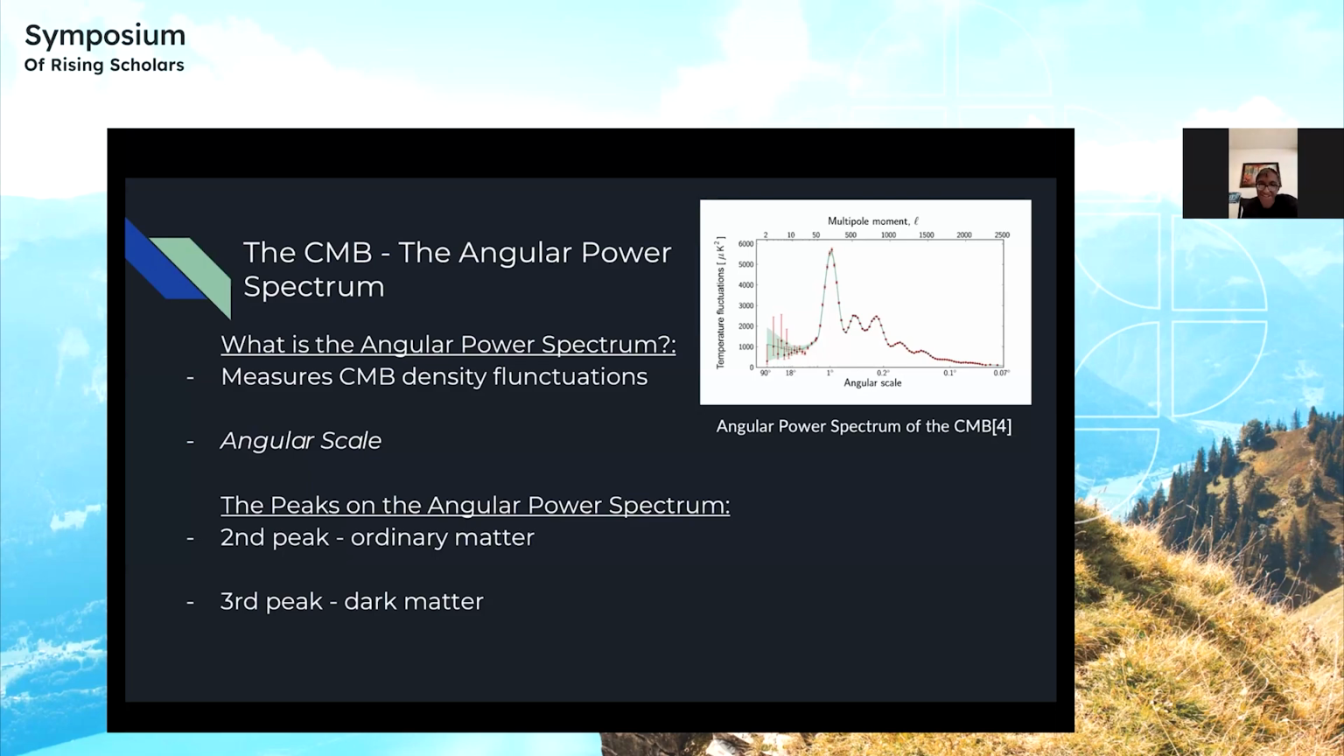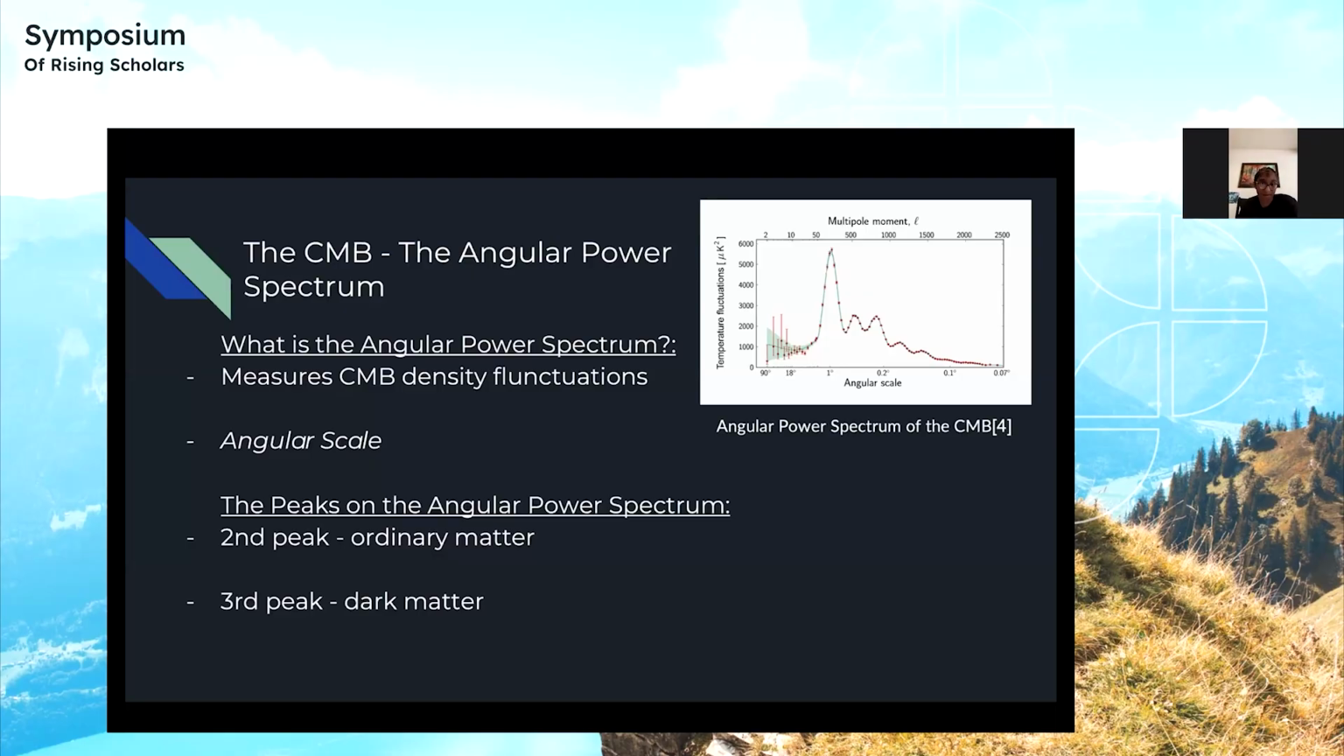The angular power spectrum is a graph that measures density fluctuations across different regions of the CMB that are more or less concentrated. It uses the angular scale, which measures the distance between different objects in the universe and helps determine how dense certain regions of the universe are.